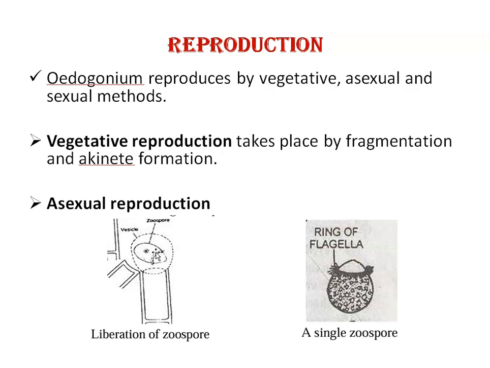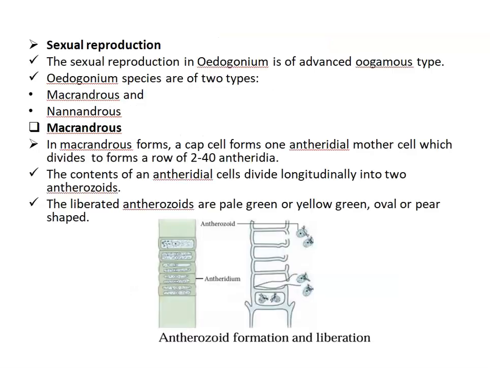A ring of short flagella is found at the base of the colorless beak-like anterior end of the zoospore. So this is the structure of the zoospore and this is the ring of flagella. The zoospore is released from the zoosporangium and swims in the water. If it reaches a suitable substratum, it divides into two cells. The lower cell forms the holdfast and the green upper cell divides and produces the filament of Oedogonium.